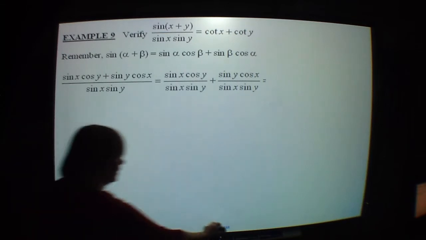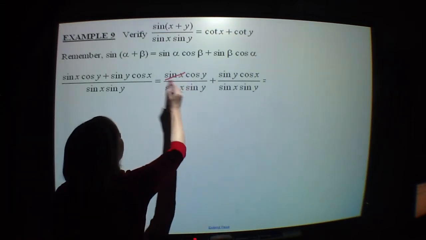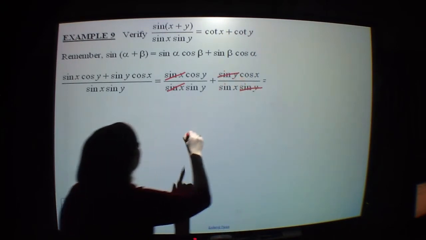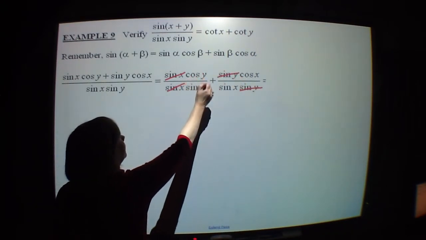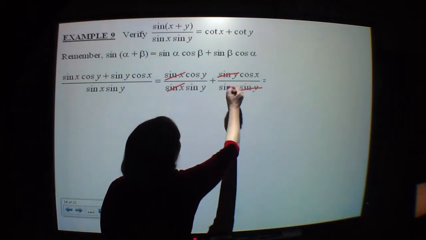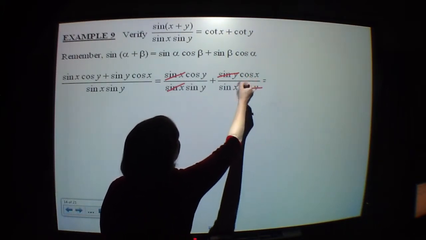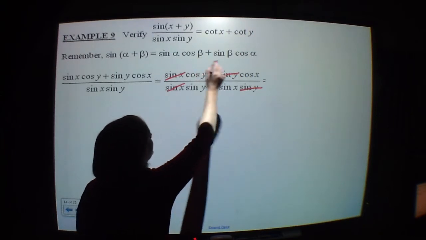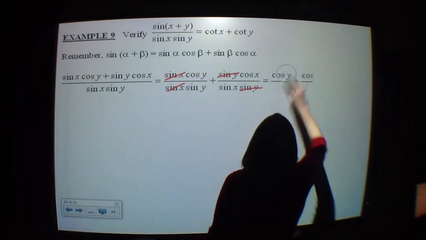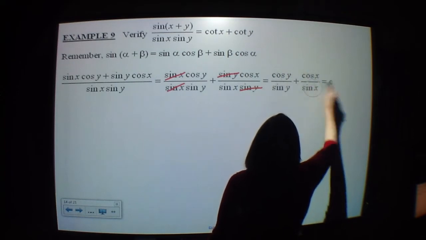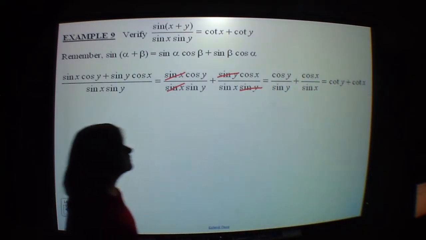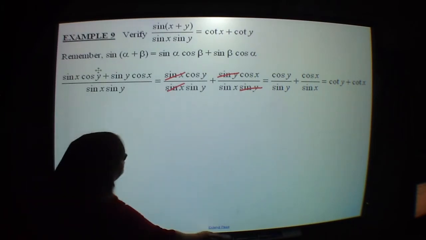Notice these signs cancel out here. There are signs that cancel out here. Cosine over sine with both y's is cotangent of y. Cosine and sine with both x's is cotangent of x. Cotangent of y, cotangent of x. You're done.